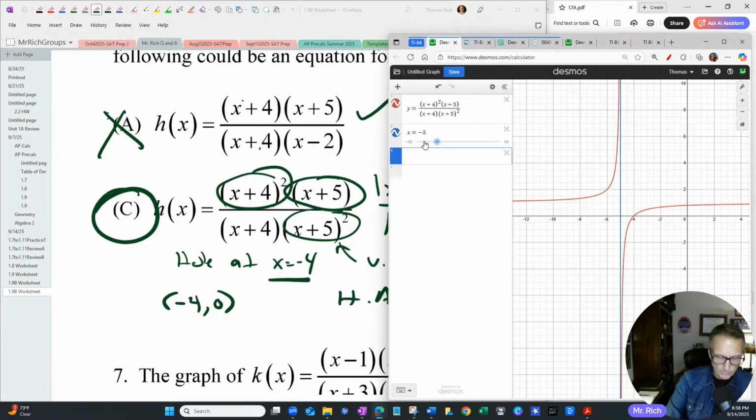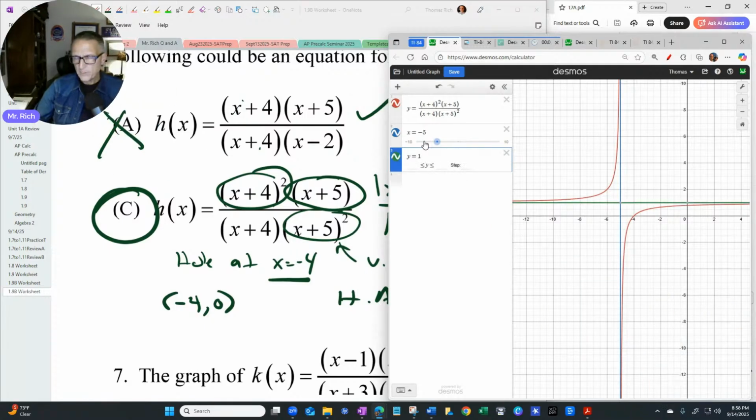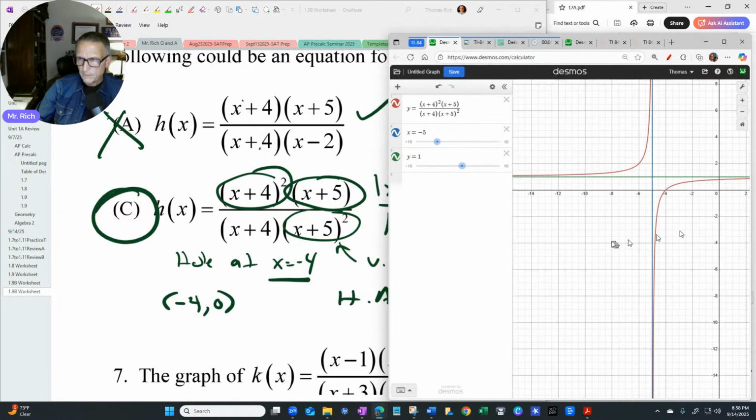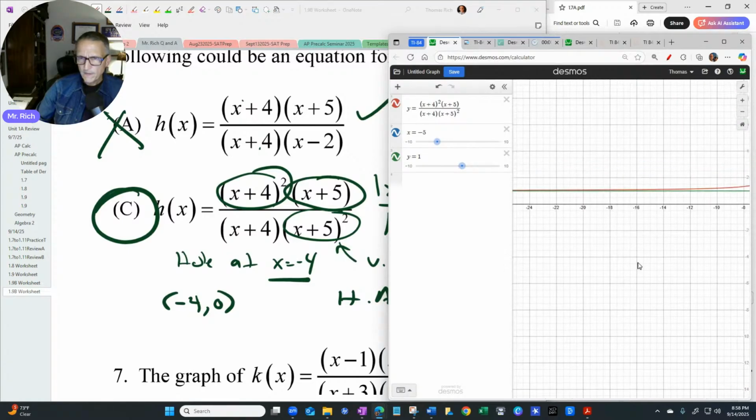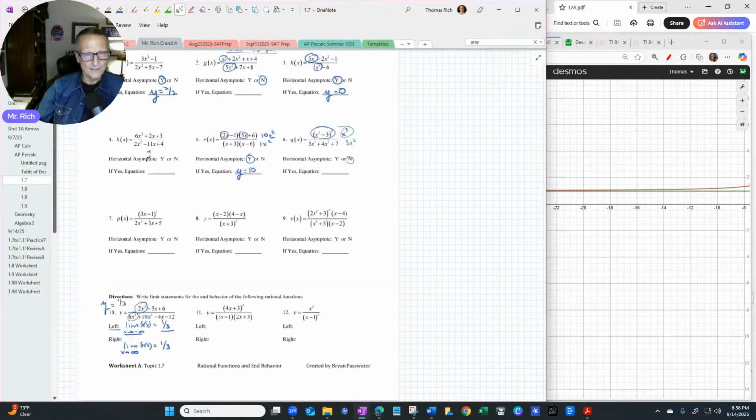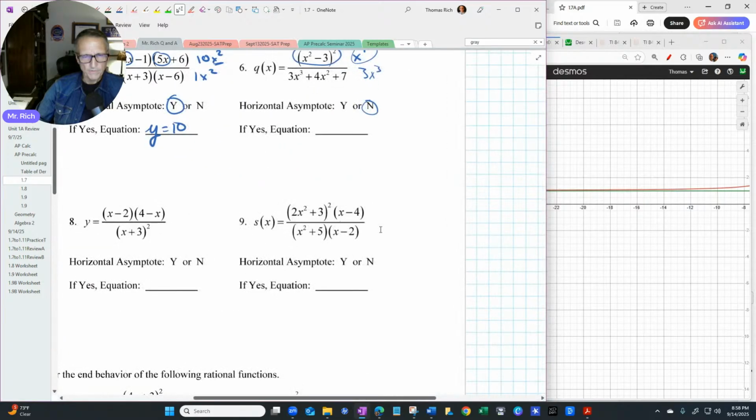If we type y equals 1, yeah, we see that our function on both the left and right side is going to be approaching y equals 1. Okay, now one last thing that I want to show you before we go, it has to do with horizontal asymptotes. I think I may have shown you this last week, but I want to show it to you on number 5 right here.